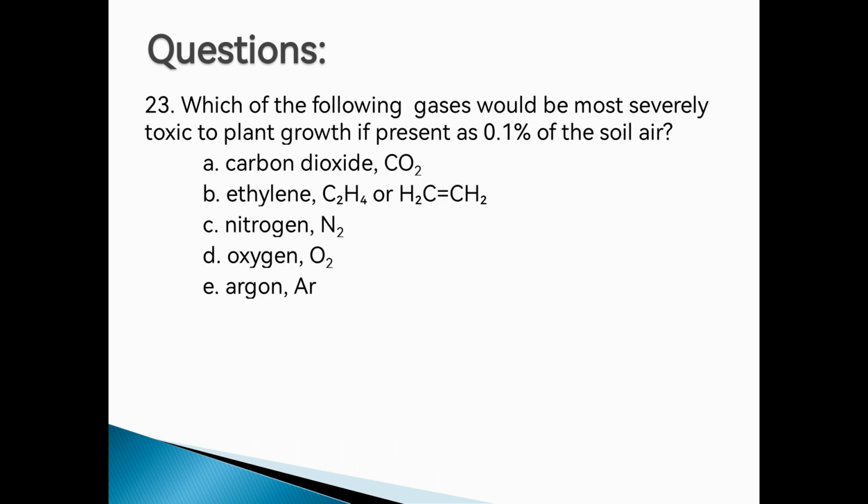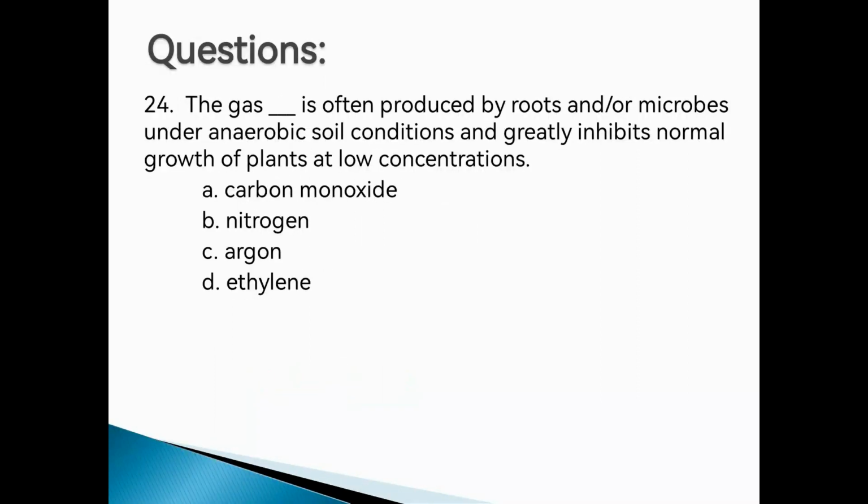Number 23. Which of the following gases would be most severely toxic to plant growth if present as 0.1% of the soil air? A. Carbon dioxide. B. Ethylene. C. Nitrogen. D. Oxygen. E. Argon. The correct answer is A. Carbon dioxide.